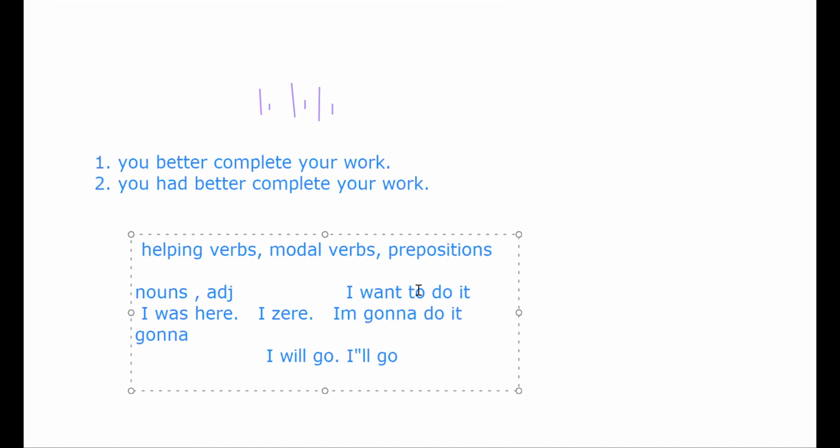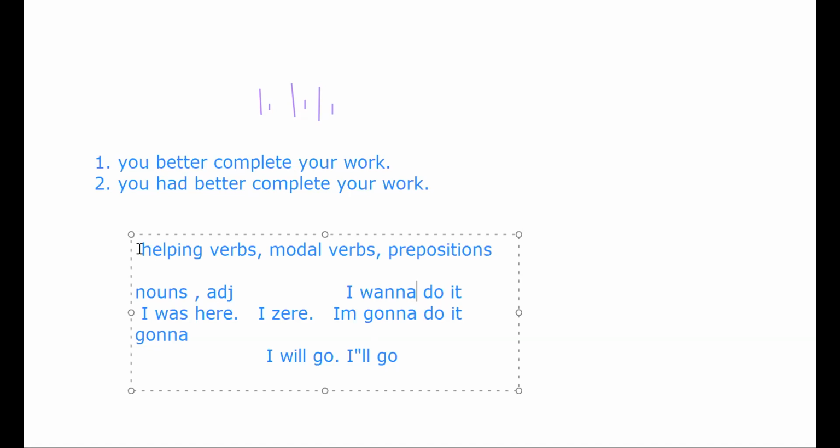"I wanna." Instead of this, they mix up. "I wanna do it." Got the point, guys? Pronunciation is one part. But especially when they speak sentences, they mix up "wanna" and "gonna."